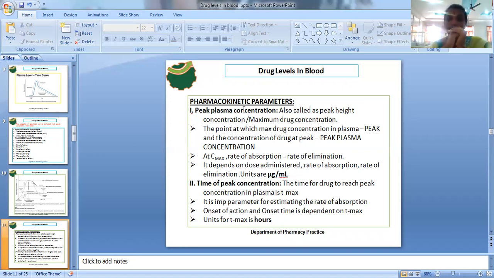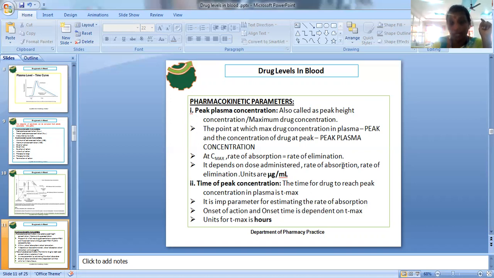And this peak plasma concentration, that means the maximum concentration attained at that particular time, mainly depends upon three parameters. The first is the dose administered. If you are administering 500 mg, the peak will be high. If you are administering a lower dose, the peak will be less. The peak depends upon the dose administered.